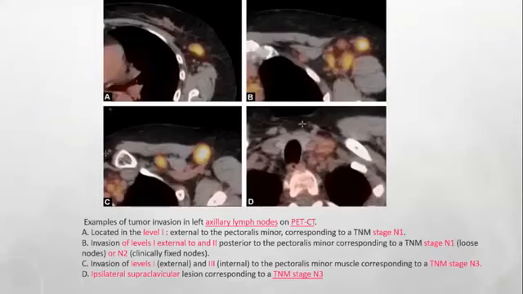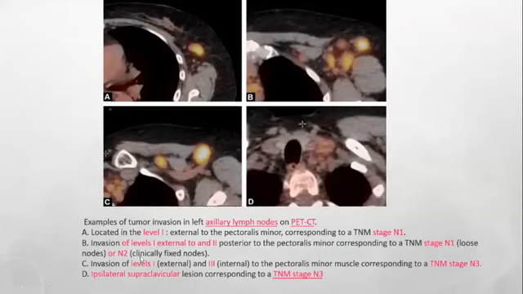Before that, look here at these examples of axillary invasion on PET scanning. In the first example, A, this is level 1, external to the pectoralis minor, corresponding to TNM stage N1.